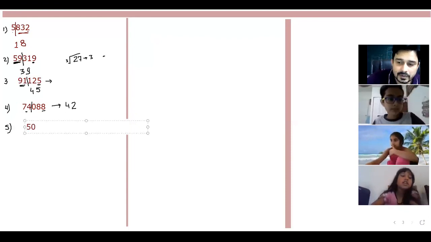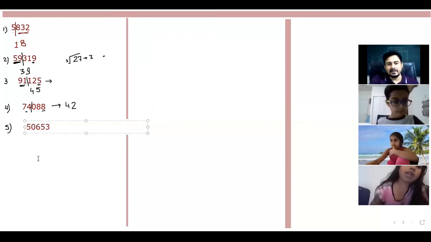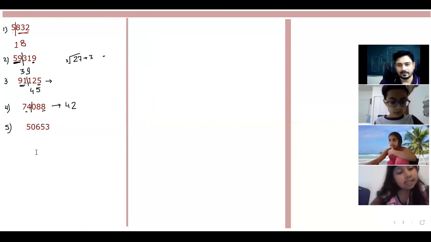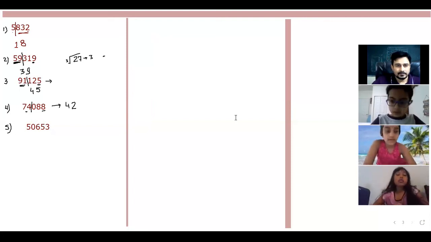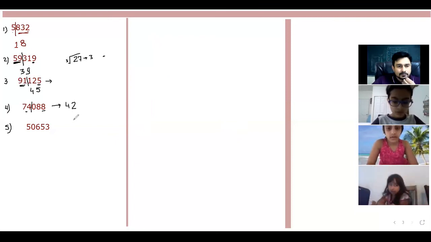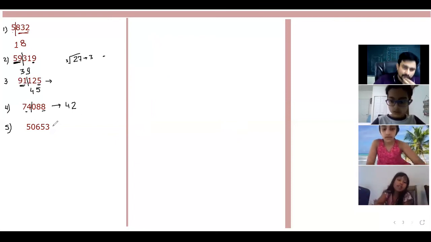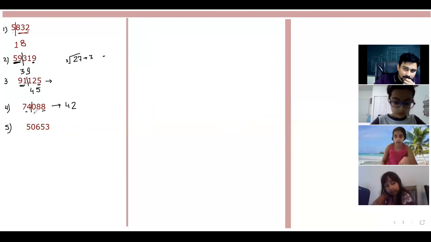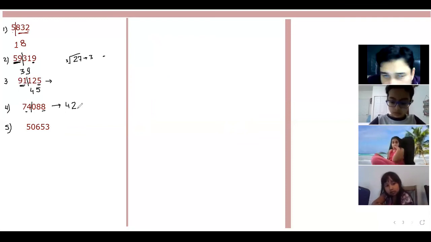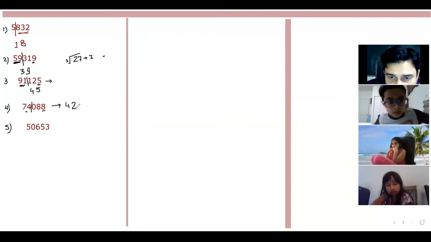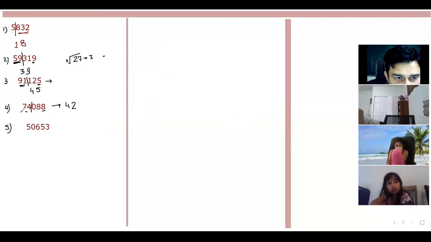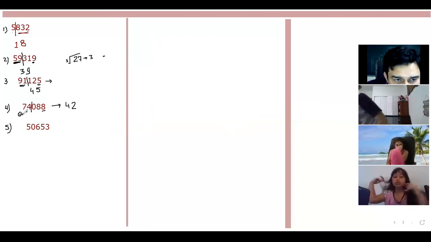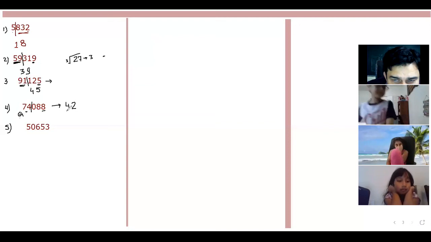Next problem is on the screen. Kapil sir, how did you get 42? This is 8, so the cube root will end in 2. And for 74, the perfect cube smaller than 74 is 64 and its cube root is 4. So 42.